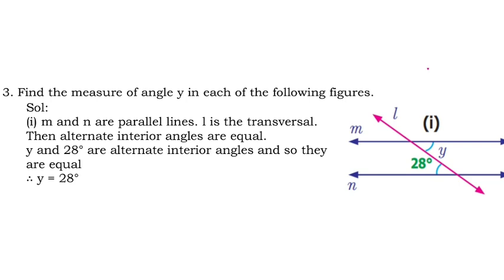Third question. Find the measure of angle y in each of the following figures. Solution. Roman letter 1. M and N are parallel lines. L is the transversal. Then alternate interior angles are equal. Y and 28 degree are alternate interior angles and so they are equal. So therefore y is equal to 28 degrees.